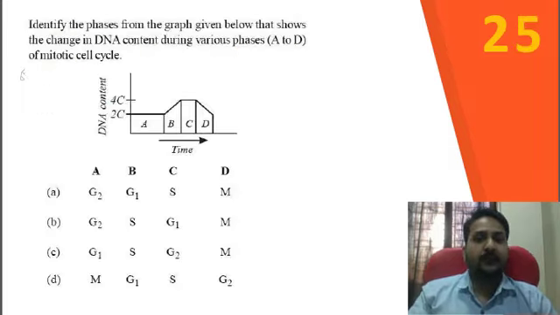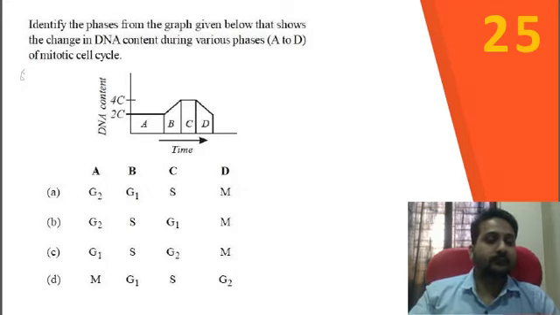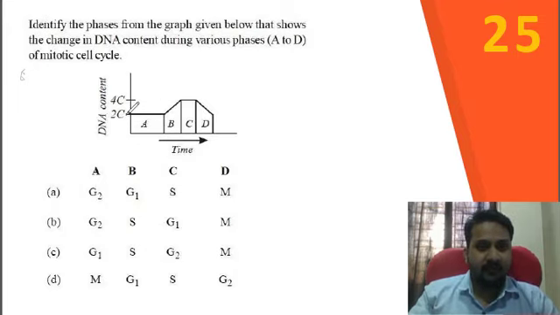Question number 25. This is one of the very interesting questions, students. Now see here what they are asking. Identify the phase from the graph given below that shows the change in the DNA content. Now you can see the DNA content was 2C first of all. Now the DNA has increased from 2C to 4C.